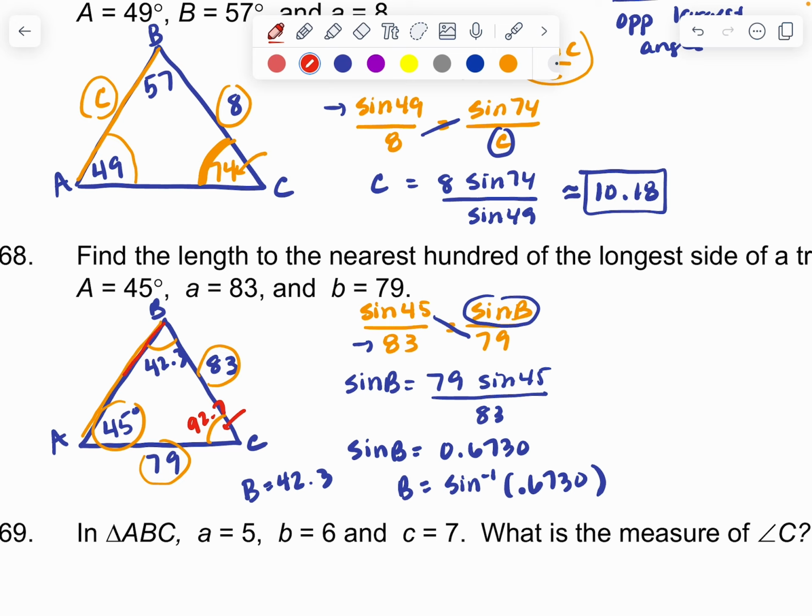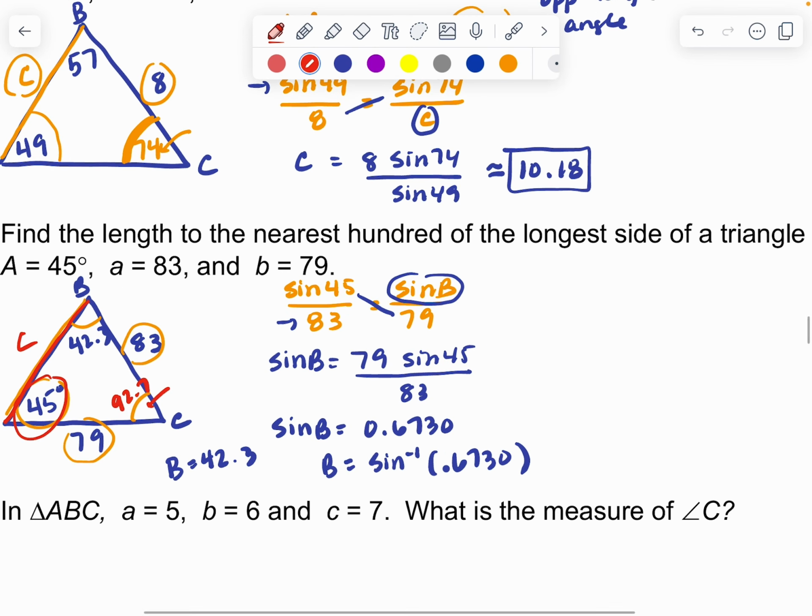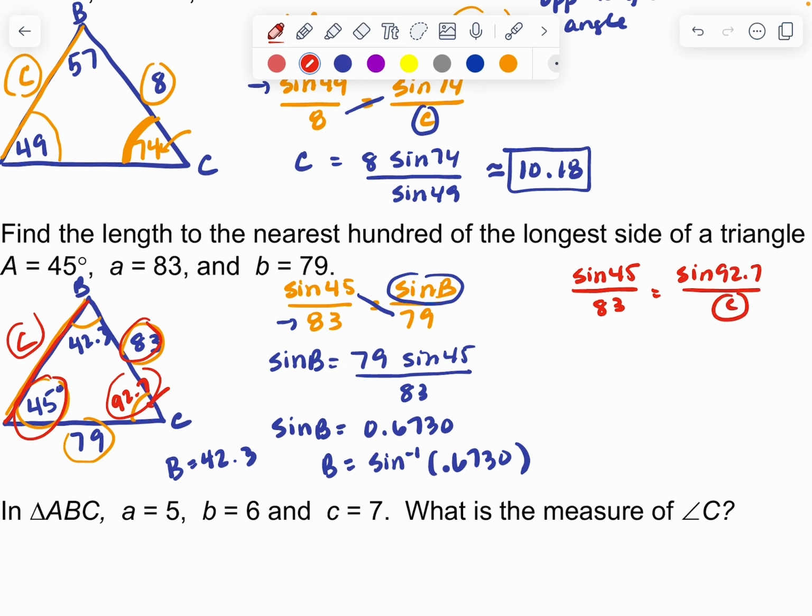That means that this is going to be the biggest side. Okay, so let's go ahead and use the law of sines again. So I can go sine of 45 over 83 equals sine of 92.7 over c. And again, I'm looking for c, so I'm going to cross multiply, so that's 83 sine of 92.7 all over the sine of 45.